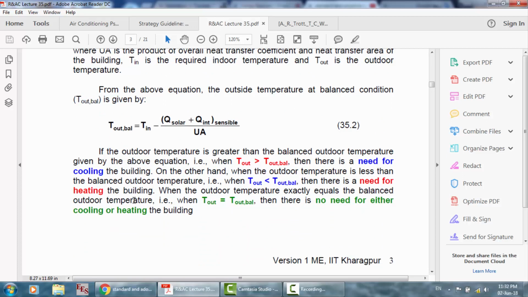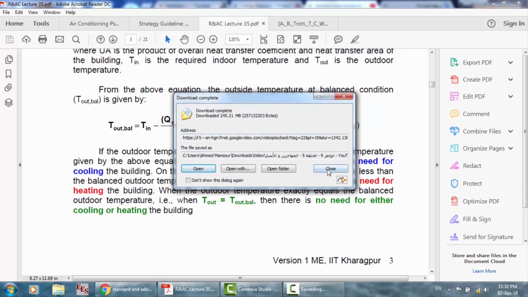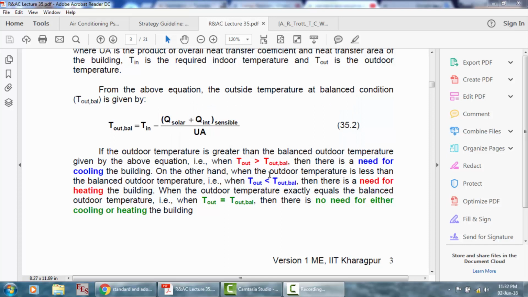So if the outdoor temperature is greater than the balanced outdoor temperature given by the above equation, when T out is greater than T out balanced, then there is a need for cooling the building. On the other hand, when the outdoor temperature is less than the balanced outdoor temperature, T out lower than T out balanced, then there is a need for heating the building. When the outdoor temperature exactly equals the balanced outdoor temperature, when T out equals T out balanced, then there is no need for either cooling or heating. Just open the windows and do what you want.